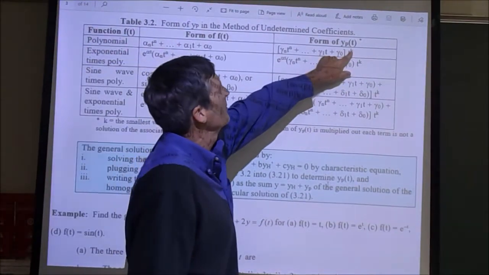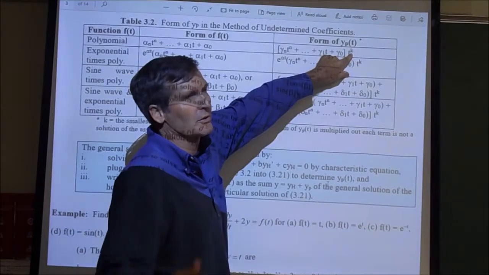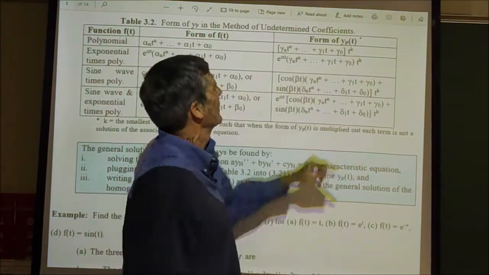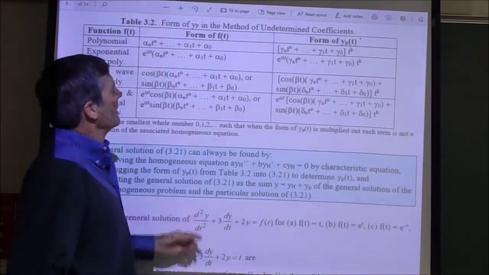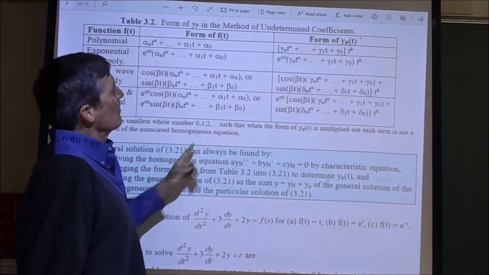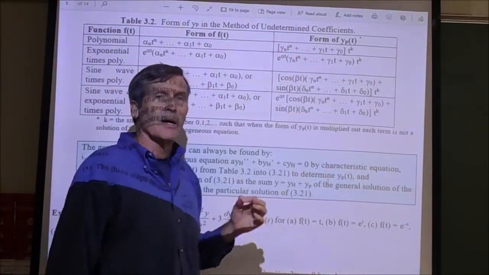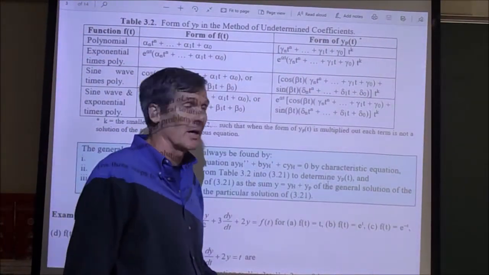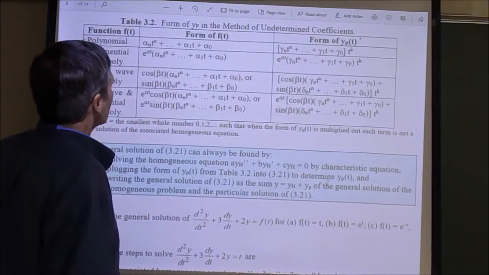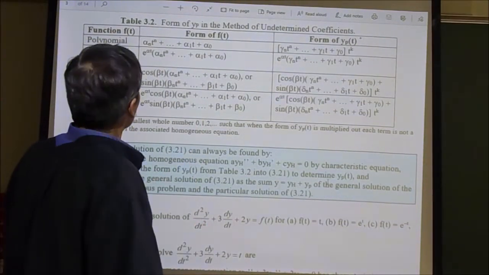K is the smallest whole number. Whole numbers are 0, 1, 2, 3, 4, and so on forever. The smallest whole number that makes every term in this not a solution to the homogeneous problem that you get just by replacing the right-hand side with 0.